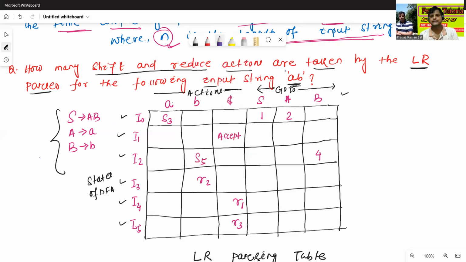Now we'll check whether this AB is valid or invalid. Okay. So how to see it?